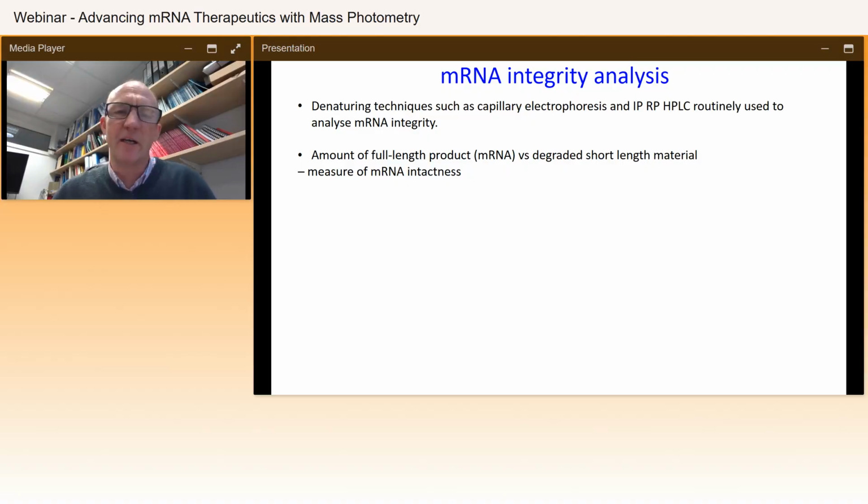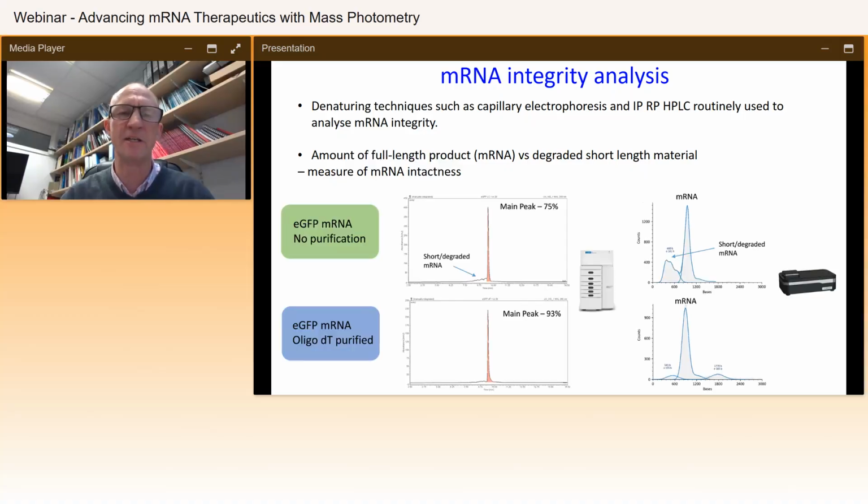Okay, so beyond sizing, another critical quality attribute that we need to look at and monitor when it comes to analyzing mRNA medicines is this idea of looking at the purity or the integrity of the mRNA. So this is typically done using denaturing techniques such as capillary electrophoresis or denaturing ion pair reverse phase chromatography. And what we essentially do is measure the amount of the full length material versus the amount of degraded short length material, and we get a measure or a percentage of the mRNA intactness.